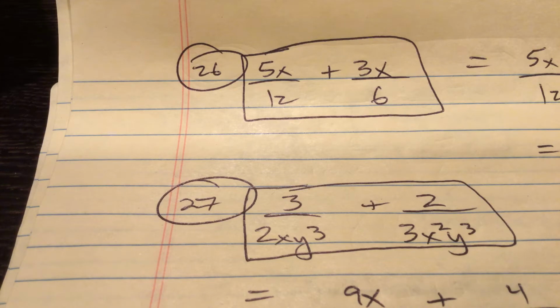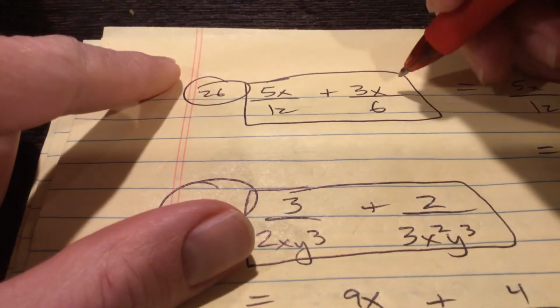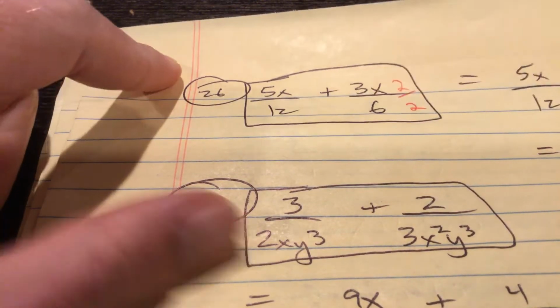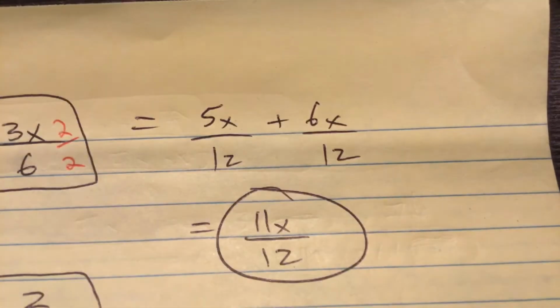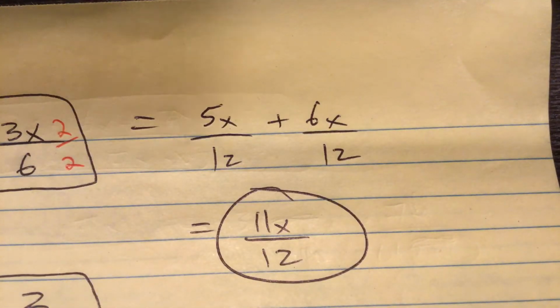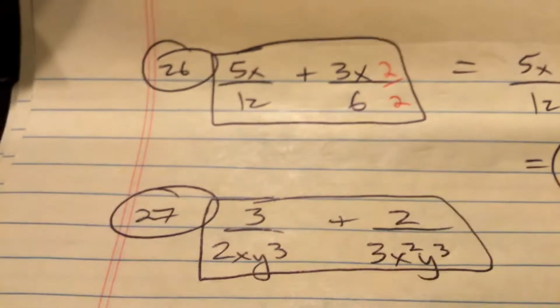5x over 12 plus 3x over 6. To add fractions, you need the same denominator. Well, I can make 6 into 12 pretty easily by doubling that. That is now 6x over 12. 5x over 12 plus 6x over 12 is 11x over 12. There is your answer for that one.